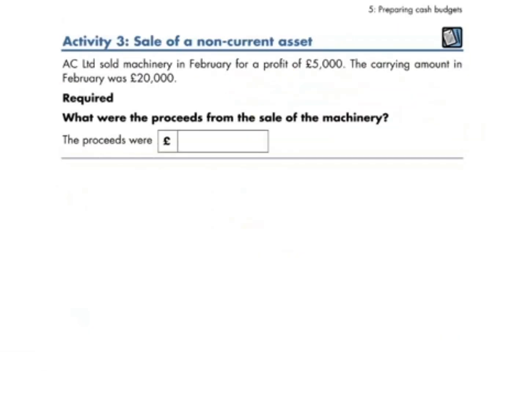Activity 3 asks us to calculate the proceeds from the sale of machinery that we need to include in our cash budget. So we've got AC Limited, who sold machinery for a profit of £5,000, or at least that's the profit that they've recorded on their statement of profit or loss. They were carrying the non-current assets on their statement of financial position at the date of disposal at £20,000.